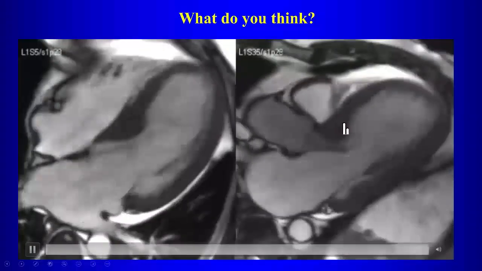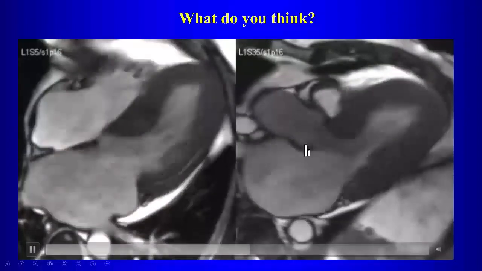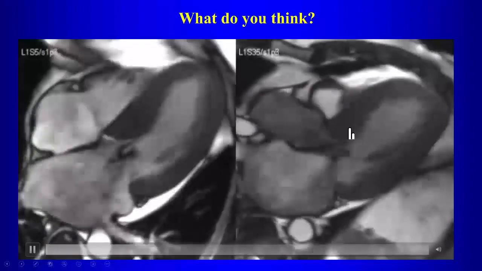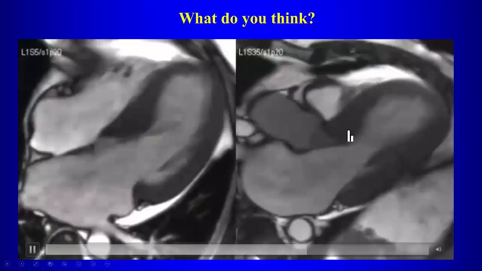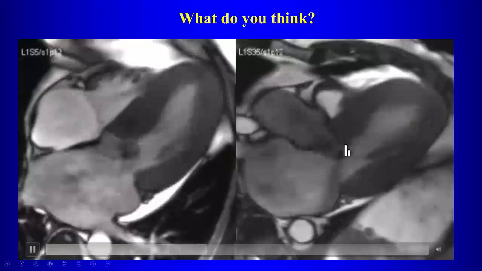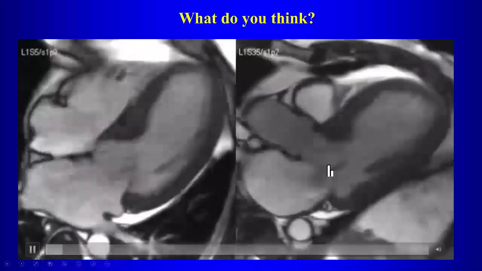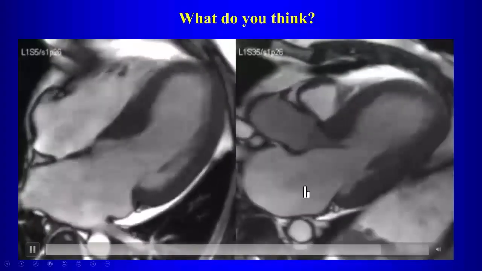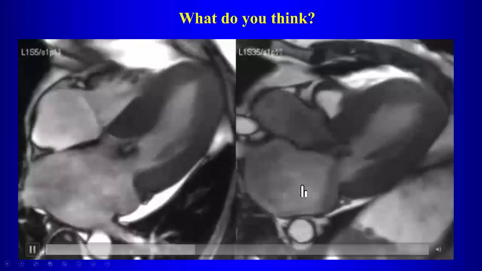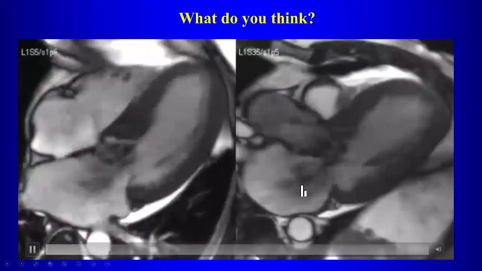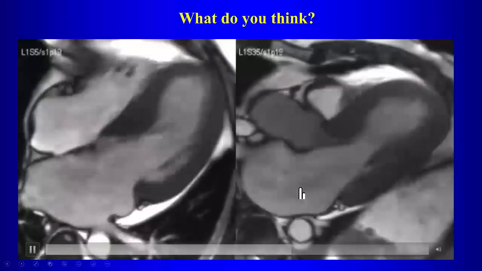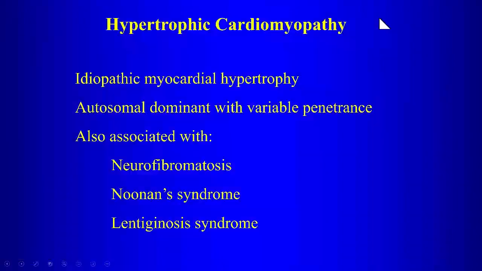You can actually see the hypertrophy here along the interventricular septum, right? So this patient has hypertrophic obstructive cardiomyopathy. There's subaortic stenosis. The mitral regurg is from SAM, systolic anterior motion of the anterior leaflet of the mitral valve, right? So this is an example of hypertrophic cardiomyopathy.